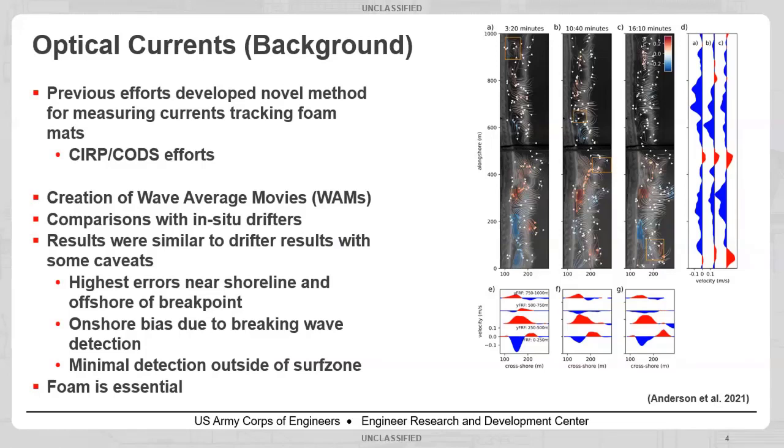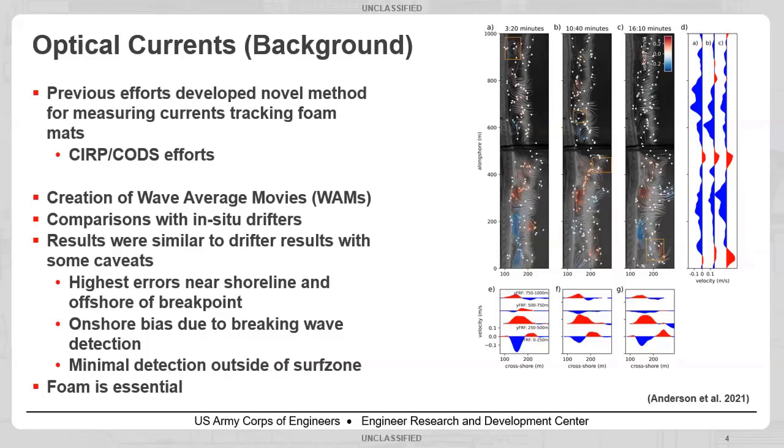Specifically, we had high areas near the shoreline as well as offshore of the breakpoint. So we're looking at pixel brightness, if you think back to that previous slide. If you're not having foam in the offshore, which is not very common because we don't have the waves to break and generate it, you can't detect that movement out there.